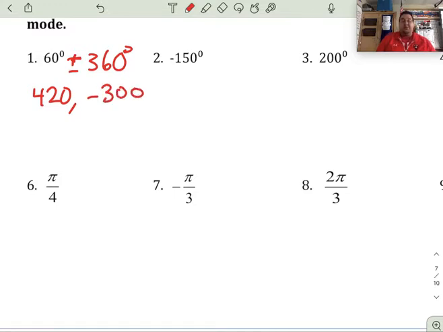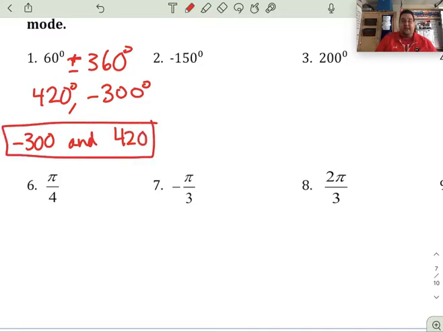There's going to be 2 spots for you to put these in on Canvas. The way that I want you to format it is to put your negative angle first and then your positive angle second. So the 2 that we have here, and I forgot to put my degree symbols, you don't need to put the degree symbols in Canvas. You're just going to say negative 300 and 420 are the 2 angles, and that's how you would format it in Canvas. Negative 300 and 420.